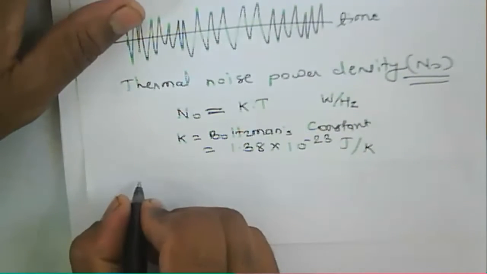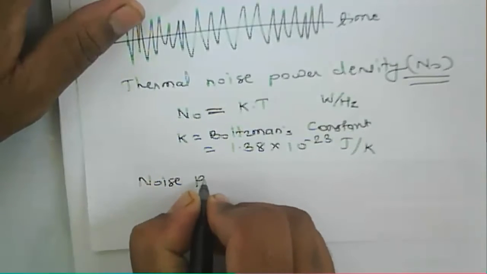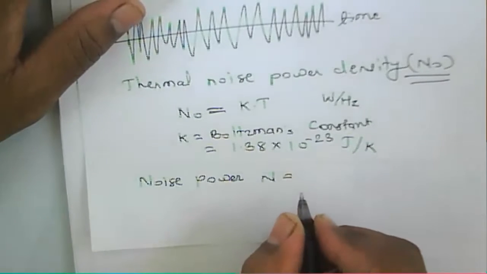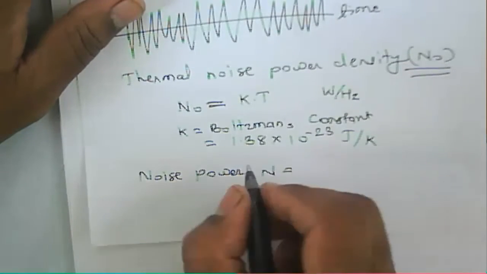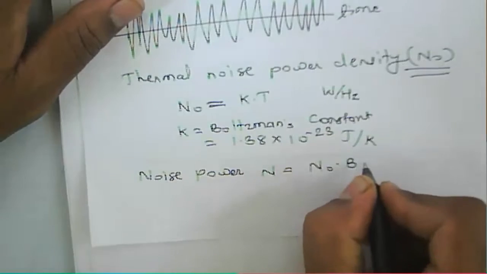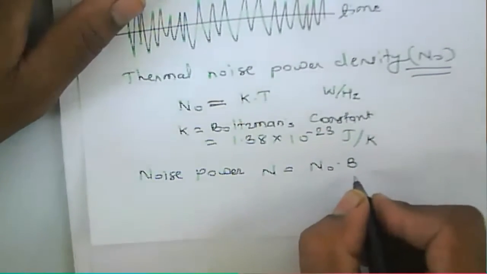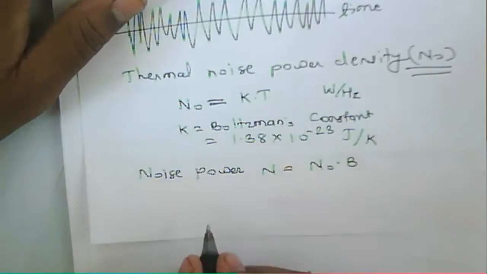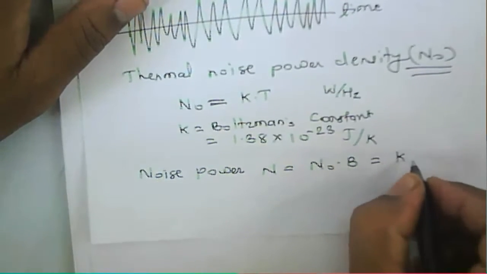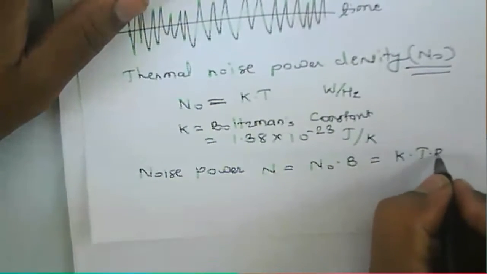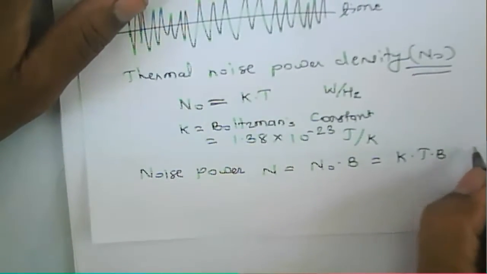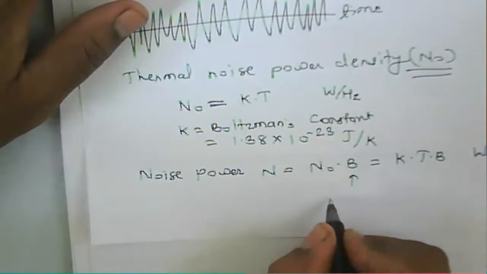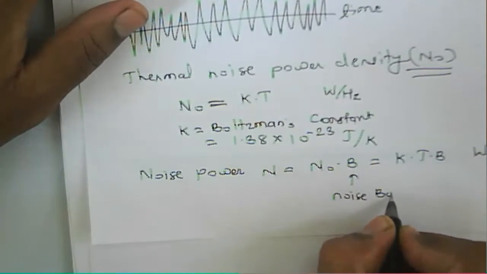So we can find out what the noise power will be. Noise power is nothing but the product of the power density and the bandwidth. So you can write N0 into B, where B is the bandwidth. We can write it in terms of k, T and B, kTB, and that will be in watts. And that bandwidth is nothing but the noise bandwidth.